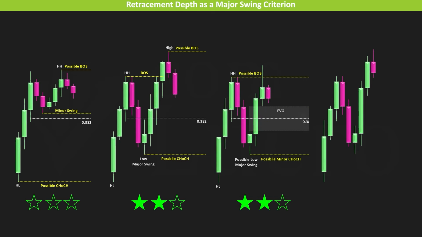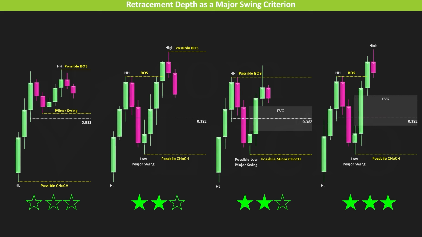In the next example, we see an imbalance and a valid retracement to 38.2% or more, but there is no valid break of structure, so this is also considered a major swing with 2 stars. In the final example, the swing has created an imbalance, broken structure, and shown a proper retracement. This makes it a major swing with 3 stars. Breaking below this low confirms a valid change of character, signaling a true shift in market direction and momentum, or however you prefer to define it.